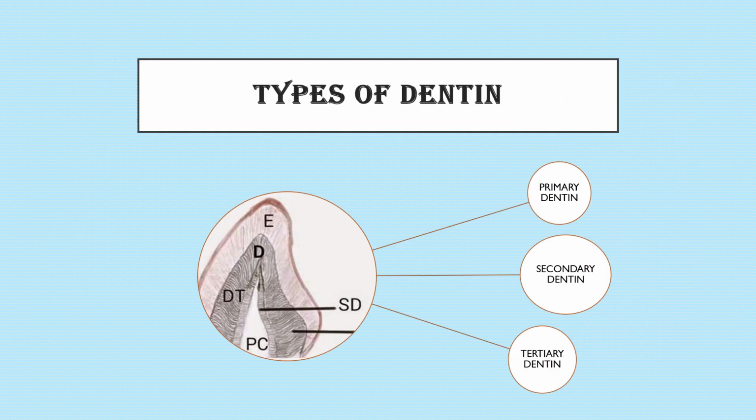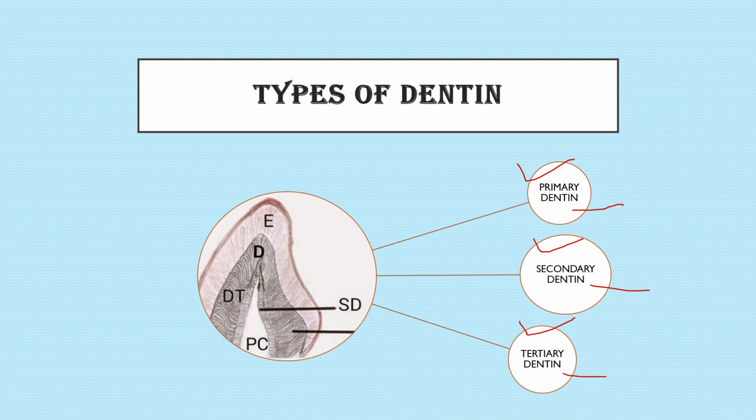There are three types of dentin: primary dentin, secondary dentin, and tertiary dentin. These three are important. Primary dentin, as the name itself implies, is the first formed dentin. Secondary dentin is formed after the primary, and tertiary is in response to external stimuli.